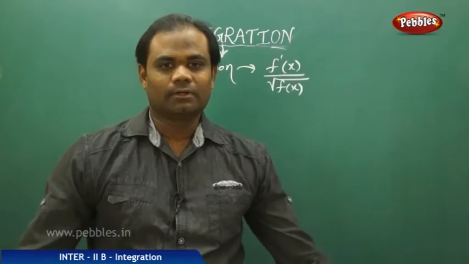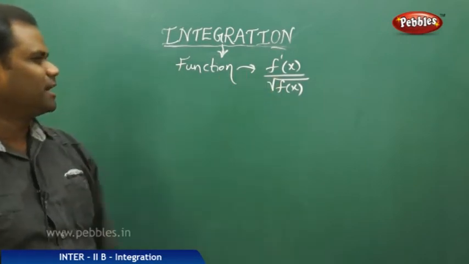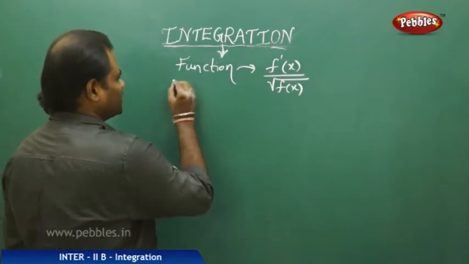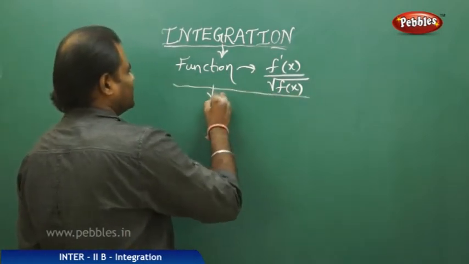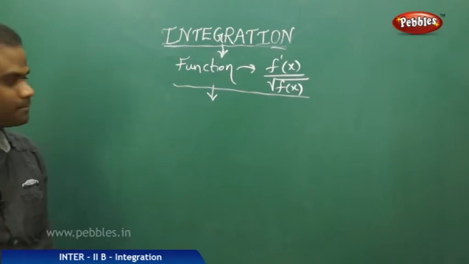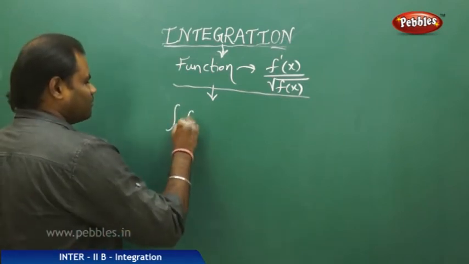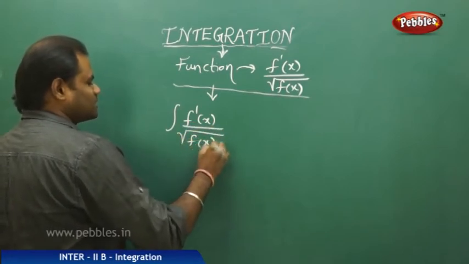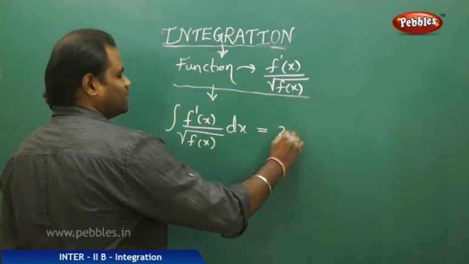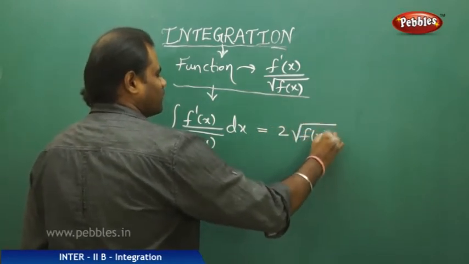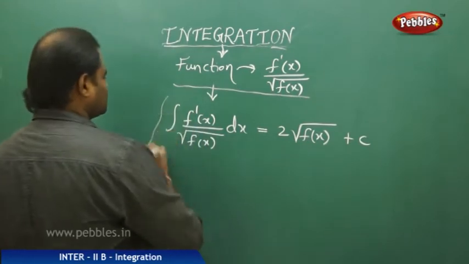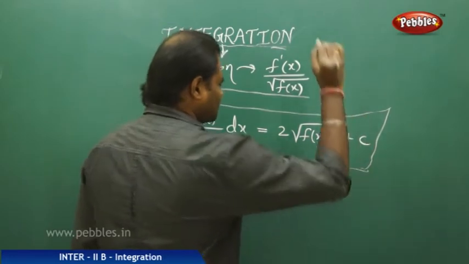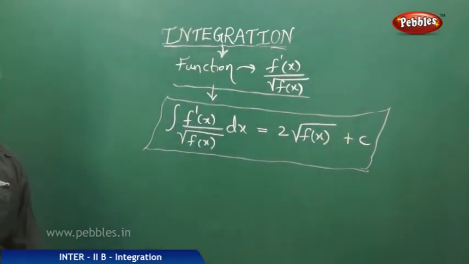Now let's take the function in the form f dash x by root fx. If I have a function in the form f dash x by root fx, then let's see how we can integrate this kind of a function. Integral of f dash x by root fx dx is said to be directly 2 root f of x plus c. That is how we get the formula.